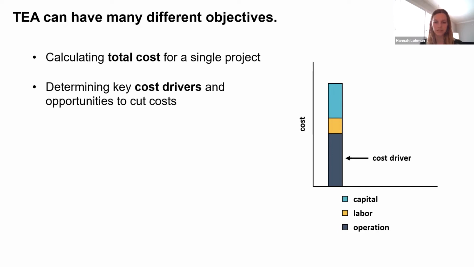You can see in this figure, the bar is broken down into different colors, representing a different aspect of the costs. So the costs here are capital, labor, and operation. And so you can see that the largest chunk of the bar is related to operation. So you could understand that operation is potentially driving the costs and you want to figure out how to reduce those operation costs.